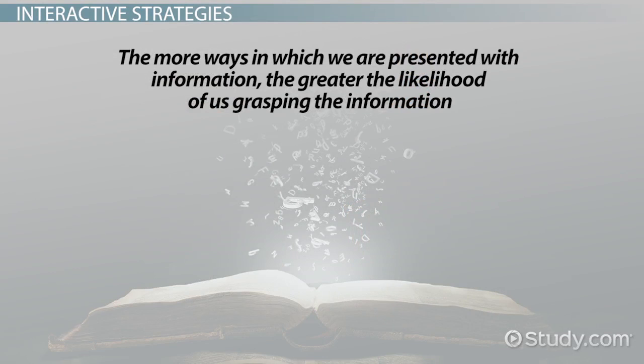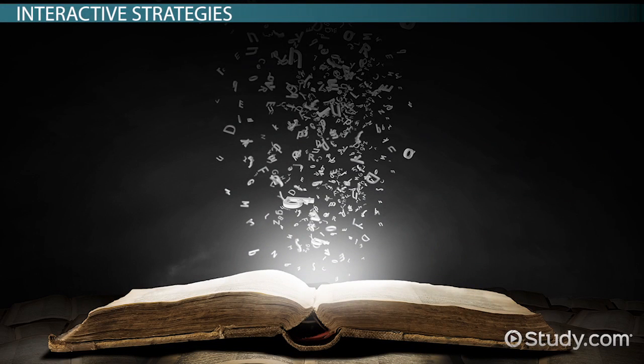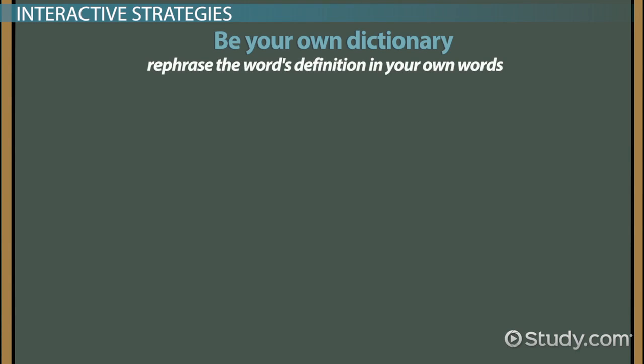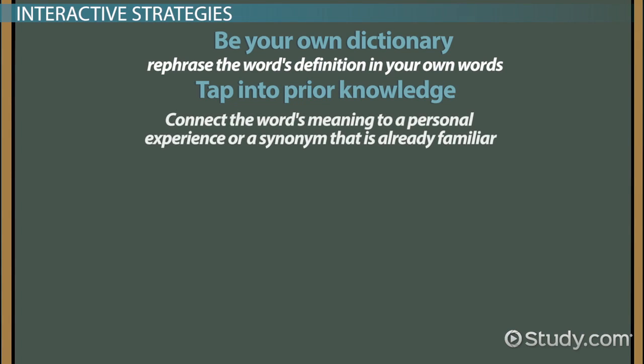The more ways in which we are presented with information, the greater the likelihood of us grasping the information. Performing a variety of strategies reaches various styles of learners while also providing necessary reinforcement. Here are some effective vocabulary learning techniques. Be your own dictionary. Instead of getting lost in the formal language of the Merriam-Webster text, rephrase the word's definition in your own words. Tap into prior knowledge. Connect the word's meaning to a personal experience or a synonym that is already familiar.